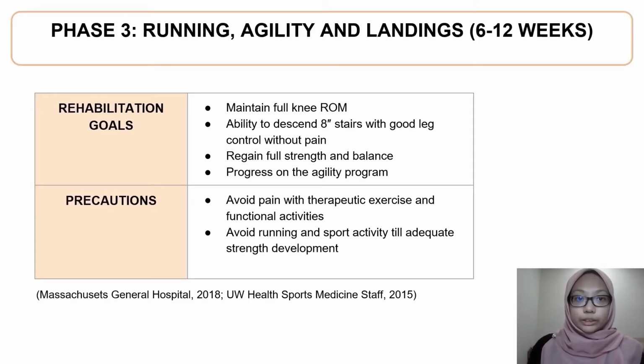Next, phase 3 in ACL rehabilitation, also known as the running, agility and landing phase. It is around 6 to 12 weeks after the ACL reconstruction. So the rehabilitation goals in this phase are to maintain full knee range of motion, have good knee control, which is being able to descend 8 inches of stair with good leg control, regain strength and balance, and be able to progress on an agility program.